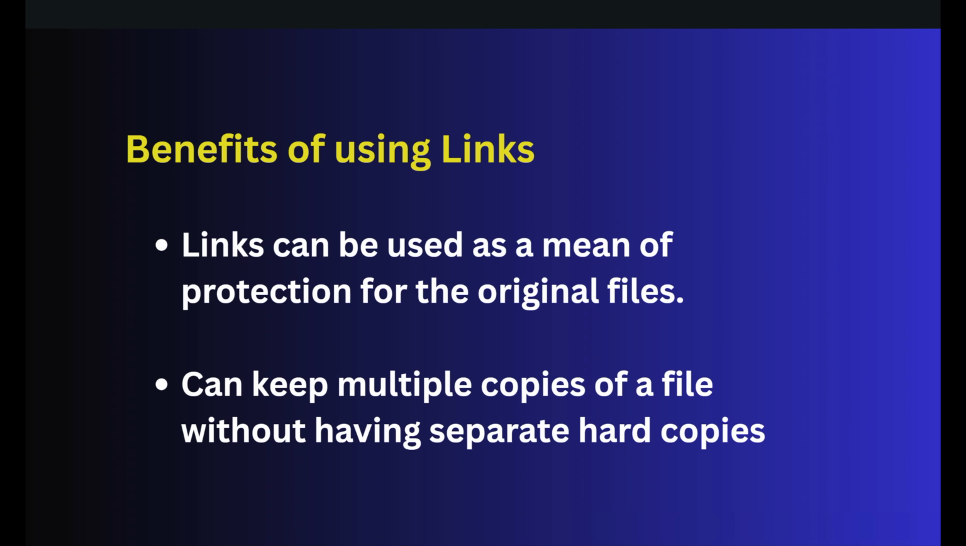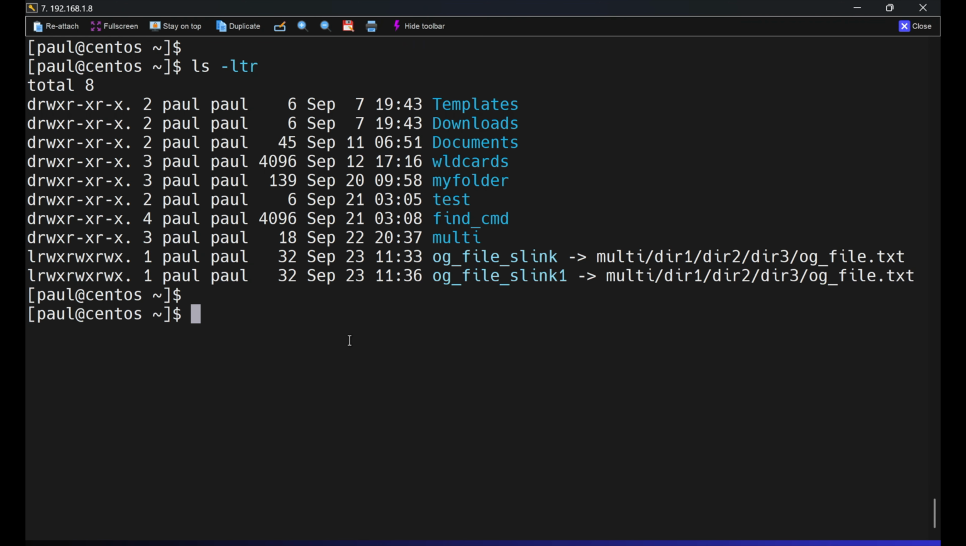So what are some benefits of using links? Links can be used as a means of protection for the original file, and we can keep multiple copies of a file without having separate hard copies. This one we have already covered, that we can keep multiple copies, and all the copies work in the same manner. You can read from there, you can edit from there. And what is the meaning of protection for the original file? We have created two symbolic links which are pointing to the original file, right?